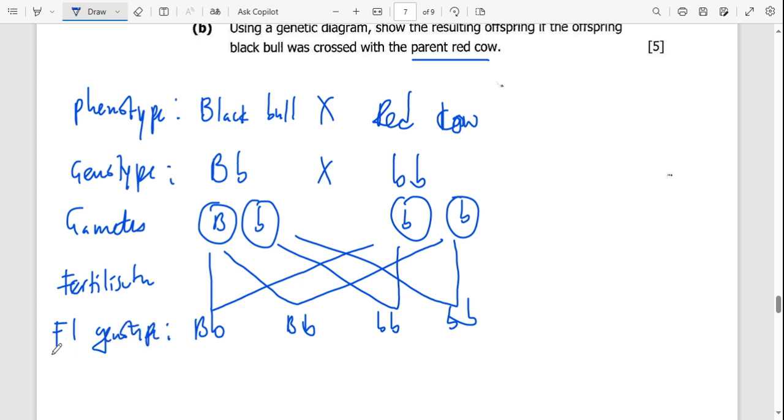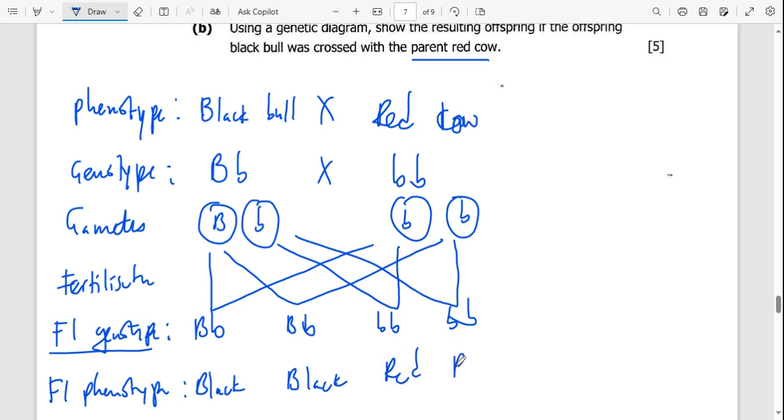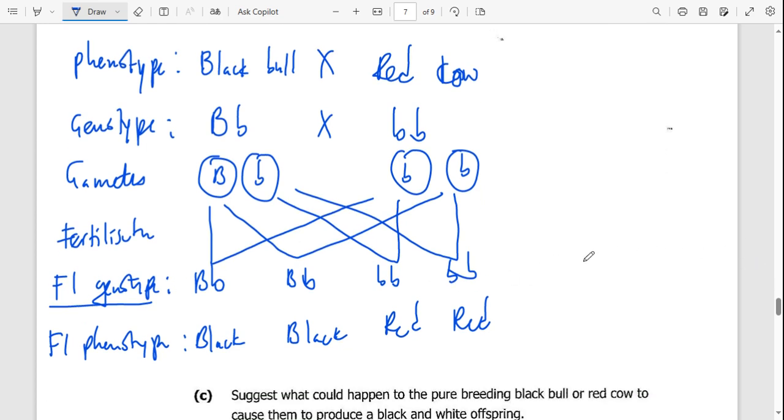We'll underline it. So what is the F1 phenotype? Phenotype, what will be the physical characteristic? So small b, capital B, this one is what? It's black. We don't know whether it's going to be a bull or a cow. We don't know if it's female or male because it's not related to sex. Then small b, capital B is also black. And then this is going to be red. This is going to be red. So you can see there's 50% chance of having black and 50% chance of having red.